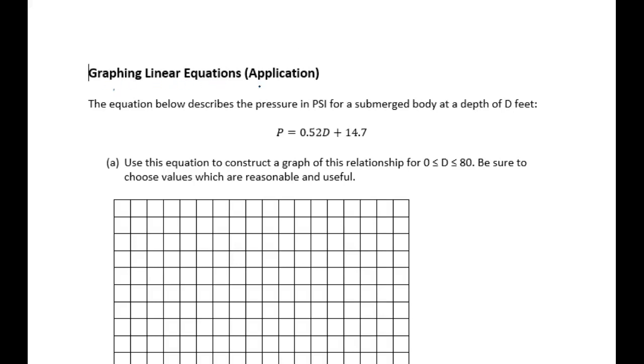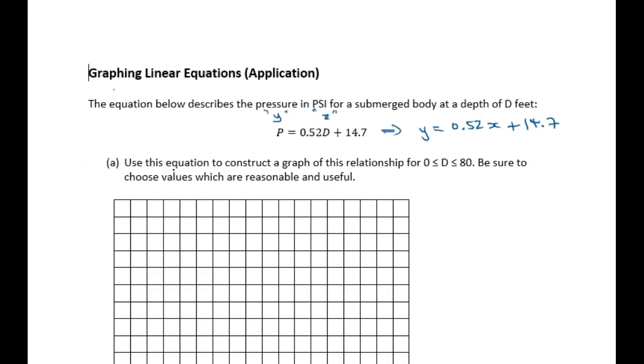So we're going to graph a linear equation, but in terms of an application. The following equation describes the pressure in pounds per square inch for a submerged body at a depth of d feet. Again, it doesn't really look like it is necessarily a linear equation, but if you think about the P as the y and the d as the x, then you can write it in a very similar linear equation: y is equal to 0.52x plus 14.7. Even though it's not what we usually have been used to seeing, it's more of an application sense where it's using real numerical values associated with it.